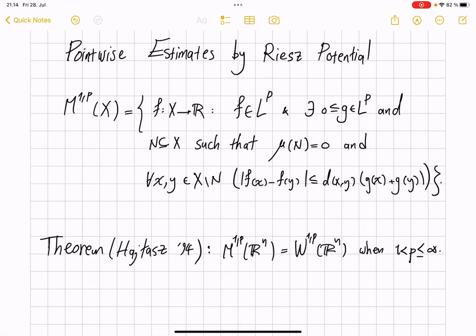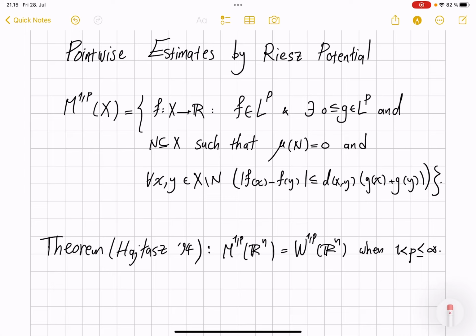After a digression to introduce tools such as maximal function and Riesz potential, we go back to the study of Sobolev-Hajlasz class of functions. Their definition in a general metric measure space is quite easy. M^{1,p} includes those L^p functions for which there is a non-negative L^p function g and a negligible set so that the pointwise inequality holds almost everywhere, that is, outside that negligible set.